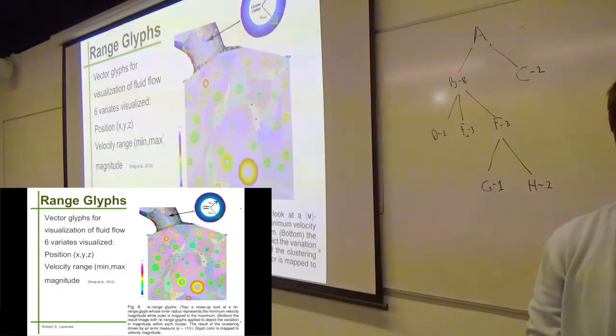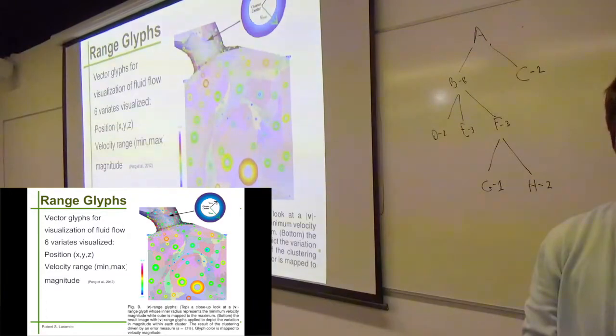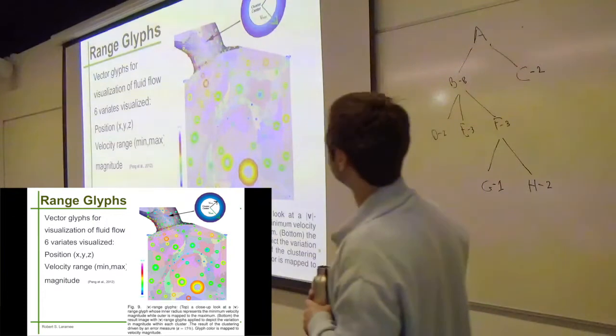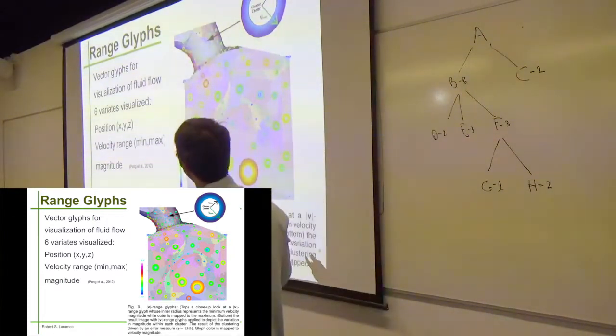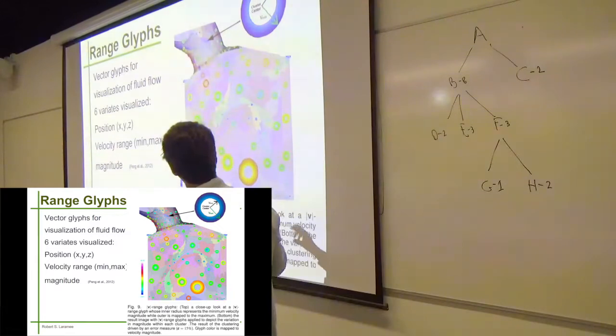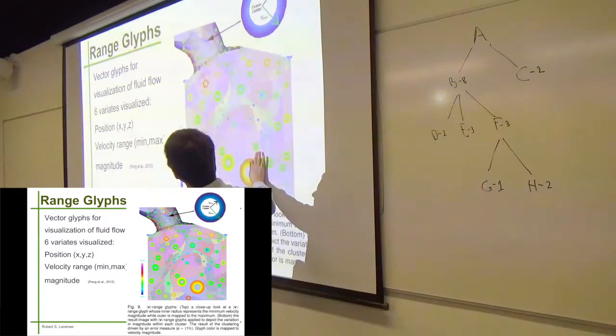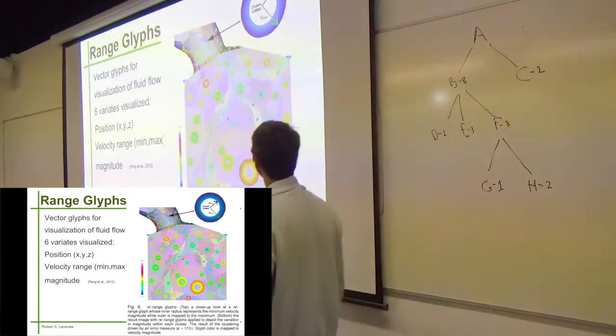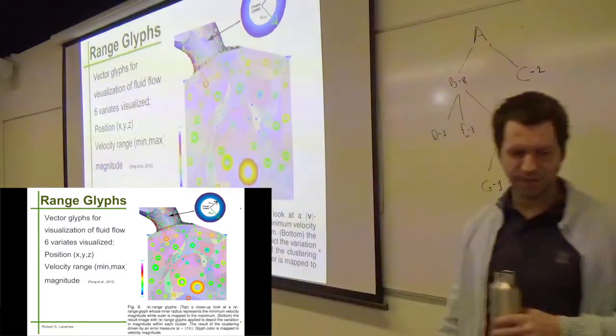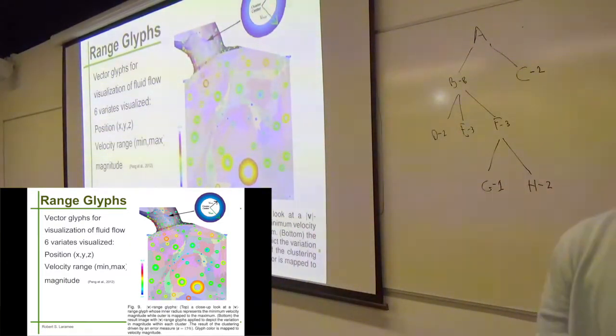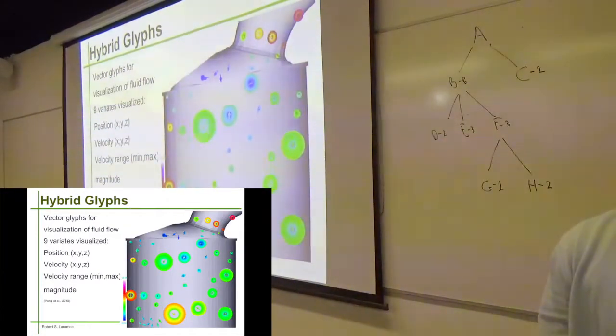Here's another example, very similar. The arrow direction is replaced by magnitude only. So we have the x, y, z position. We have the velocity range, the magnitude range. This is the minimum velocity, and this is the maximum velocity magnitude. And then we have the color as well. So we have 6 variables represented at the same time. And this is trying to combine them to get 9 variables all at the same time.